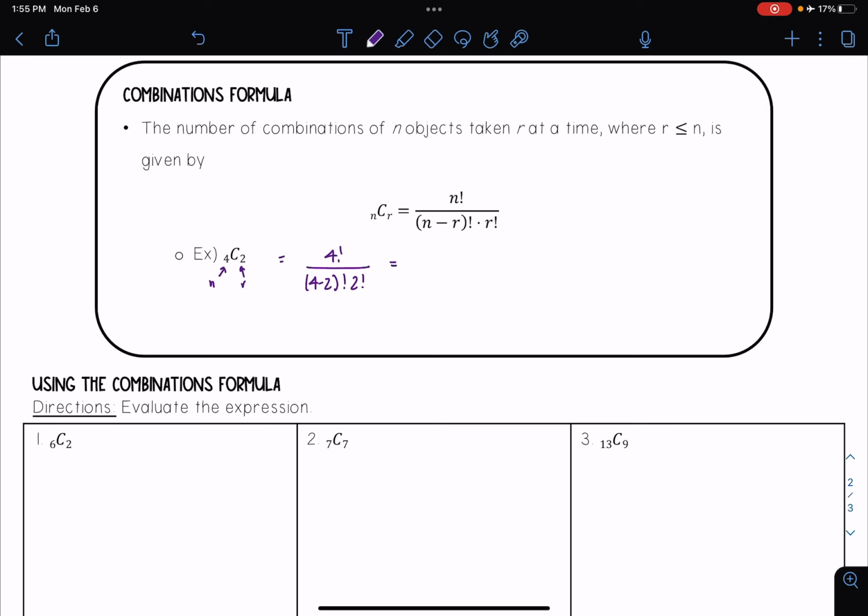And then you would simplify that from there. So remember, we'll do the parentheses first. So we have 4 factorial over 2 factorial, 2 factorial. And I'm going to break apart this 4 factorial on the top. I can rewrite that as 4 times 3 times 2 factorial over 2 factorial times 2 times 1. The reason I do that is because I see that these factorials cancel. And so I'm left with 4 times 3 on top, which is 12, over 2 times 1, which is 2, which is equal to 6.